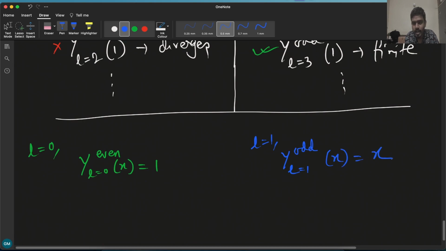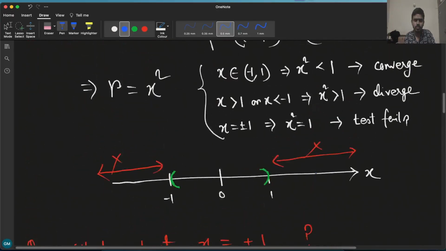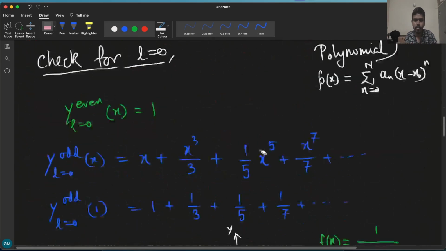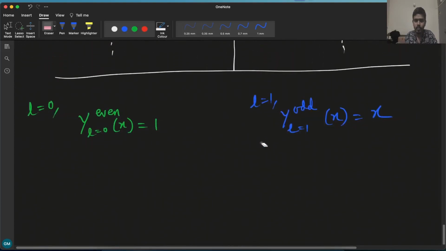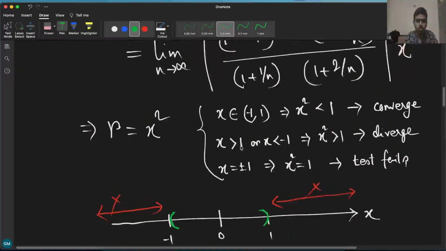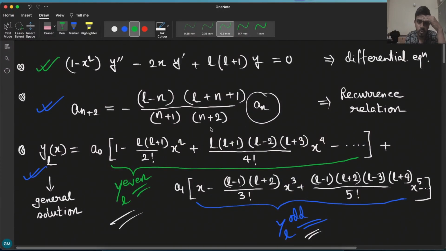X equals x, right? If I put L equals 1, only this term will survive in the odd series. Similarly for L equals 2, the even series applies. If I put L equals 2, then these terms will be 0, so only these two terms will survive.